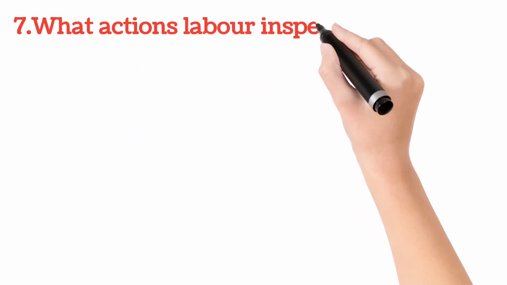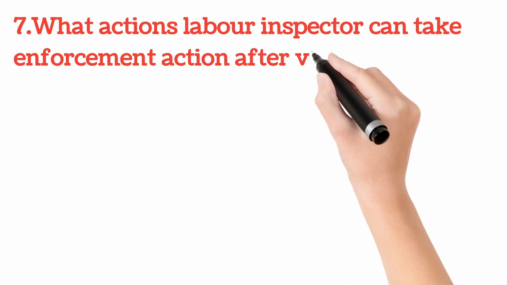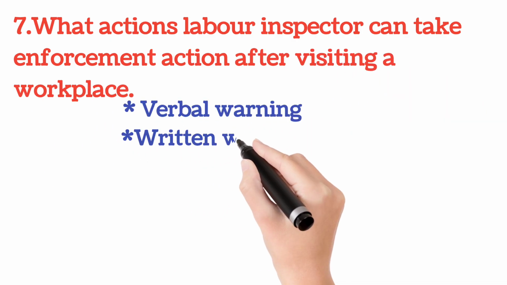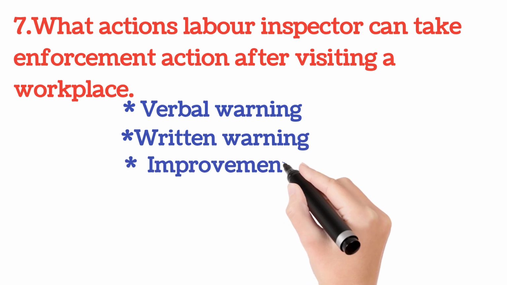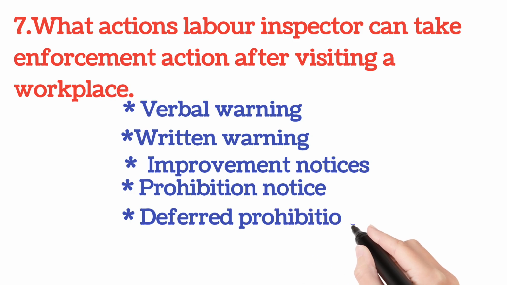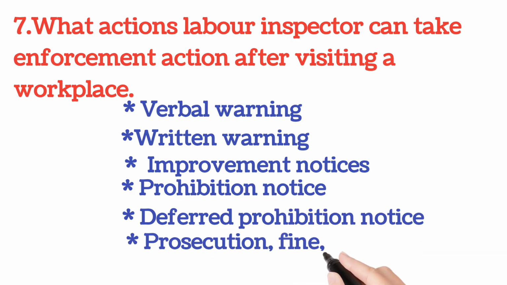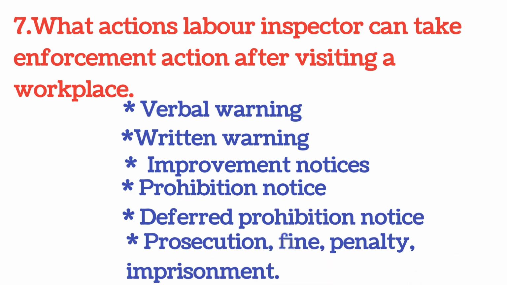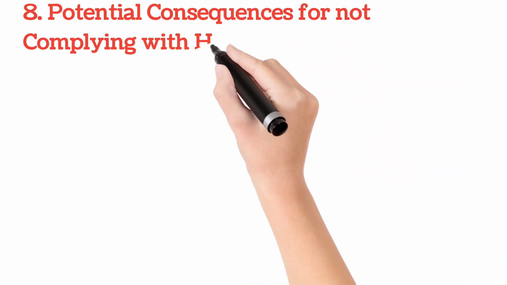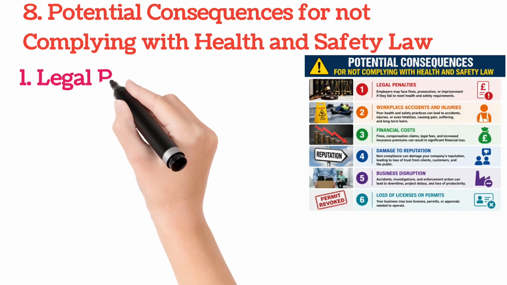What actions can a labor inspector take as enforcement action after visiting a workplace? Verbal warning, written warning, improvement notices, prohibition notice, deferred prohibition notice, prosecution, fine, penalty, imprisonment. Potential consequences for not complying with health and safety law.